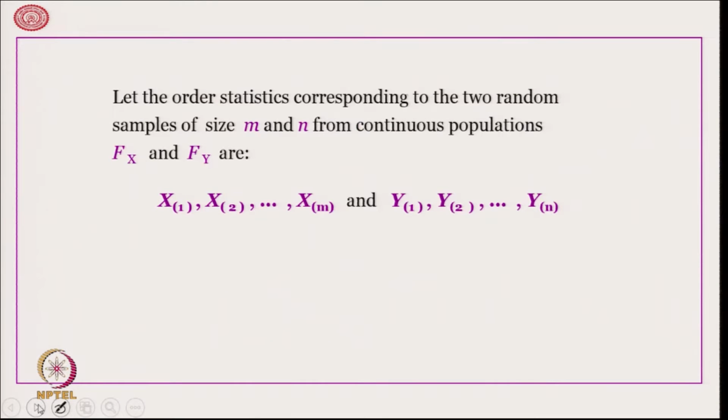In general, the problem can be stated as follows: we have two samples of size m and size n, respectively coming from distributions F_x and F_y. We want to check if they have the same underlying distribution. So, we take the order statistics x_1, x_2, ..., x_m and y_1, y_2, ..., y_n. We consider the order statistics because that helps us in computing the sample cumulative distribution.